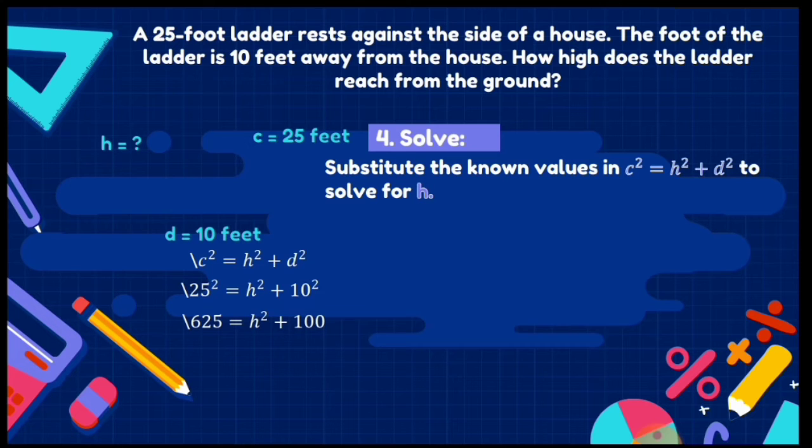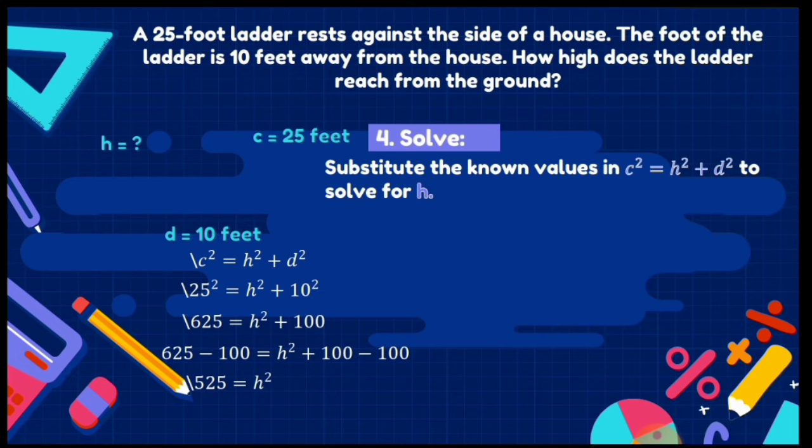And then, by the subtraction property of equality, we're going to transpose 100 to the other side of the equation. Therefore, we're going to subtract 100 on both sides of the equation. Minus 100, minus 100. 625 minus 100 is equal to 525. Then, on the other side of the equation, just simply write h squared, because 100 minus 100 is equal to 0.